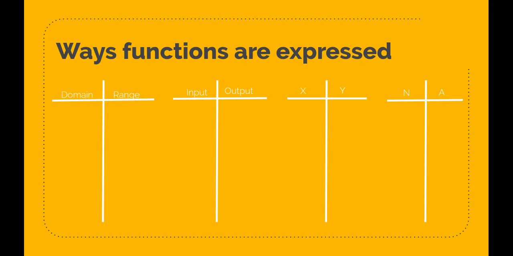And something else you might see later is n and a. n stands for term, and a stands for sequence number. So I just want you to be familiar with those so that if you see domain and range, you understand that it's similar to input and output, or x and y, or term and sequence number.